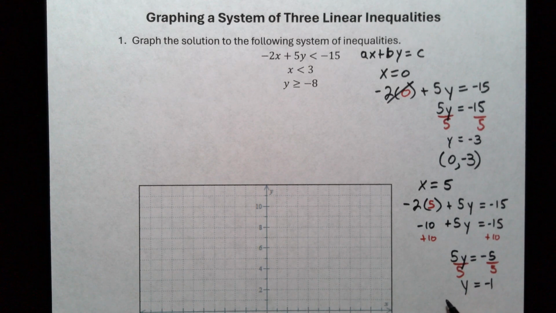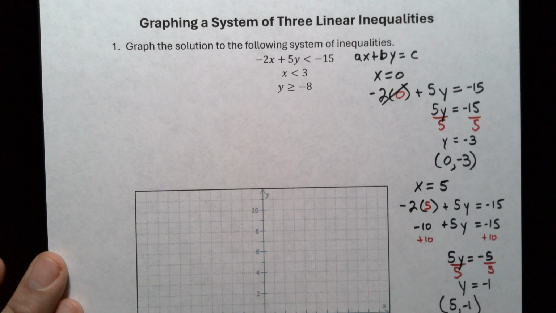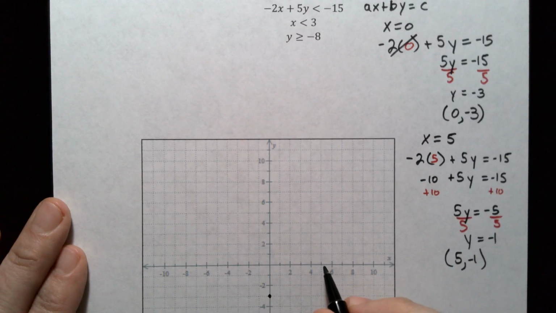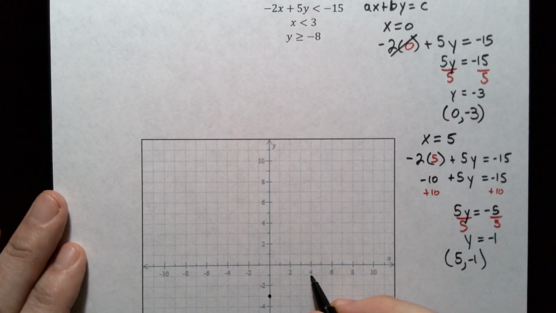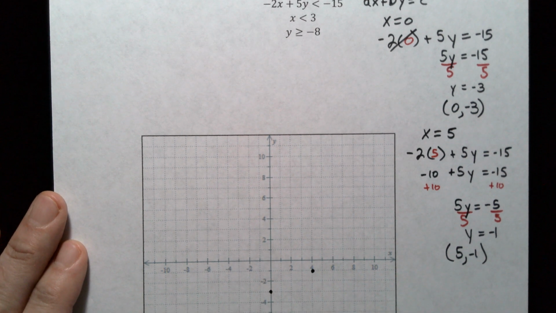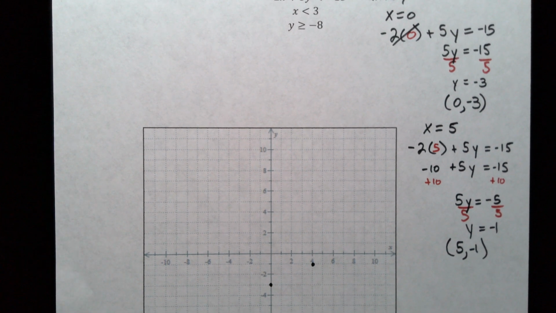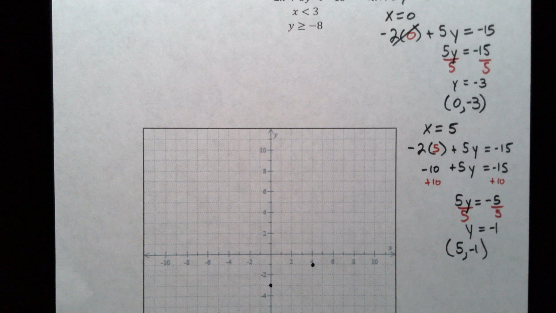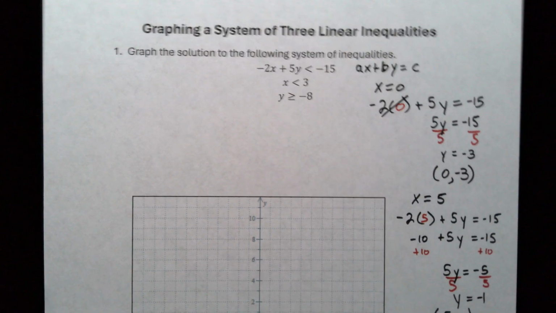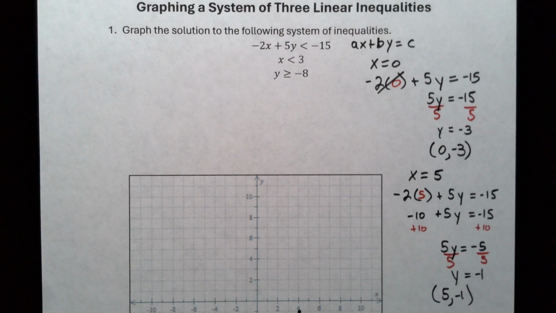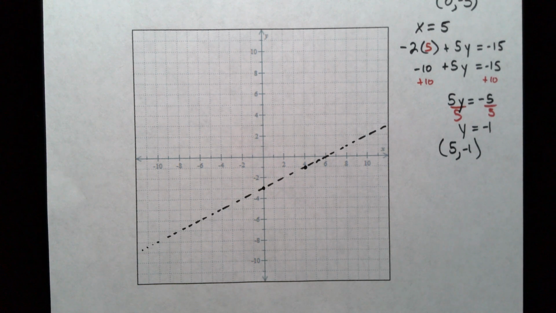So I get the point 5 for x, negative 1 for y. So I go to 5 on the x-axis, and then negative 1 for y. So there's 2 points. And since I know this is linear, I can now draw the graph. Keep in mind this is going to be a dotted line because there's no line underneath. So let me graph that really quick. Okay, there's the graph of that.